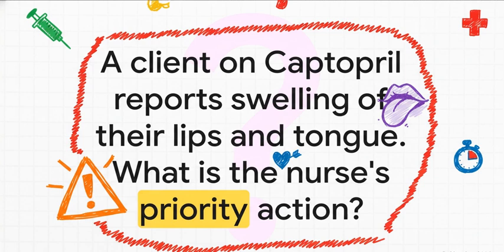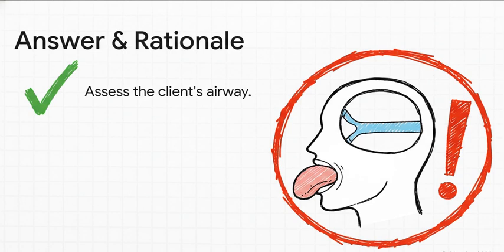All right, last question, and this one is all about priority. A client on Captopril reports swelling of their lips and tongue. What is the nurse's priority action? What do you do first? Your priority is to assess the client's airway. This is our A from the mnemonic. In real life, swelling of the lips and tongue is angioedema, and that can close off their airway in minutes. Remember, for the NCLEX, airway always comes first.